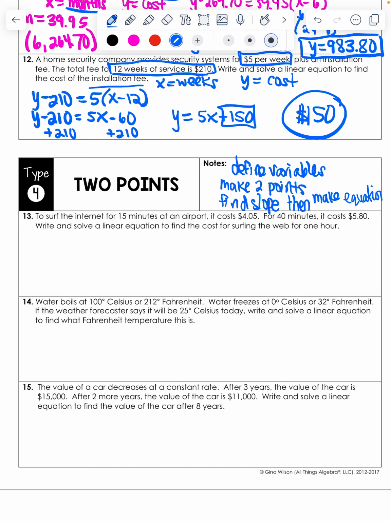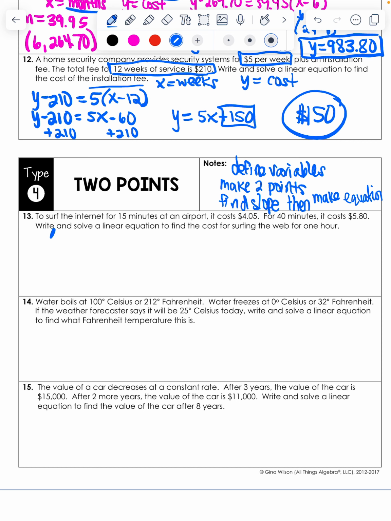Okay. So to surf the internet, which is such an old school terminology for that, but to surf the internet for 15 minutes at an airport, it costs $4.05. For 40 minutes, it costs $5.80. Write and solve a linear equation to find the cost for surfing the web for an hour. Okay, first we have to create the equation in general.